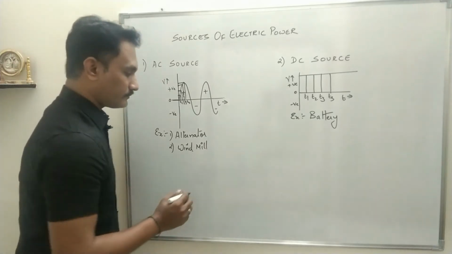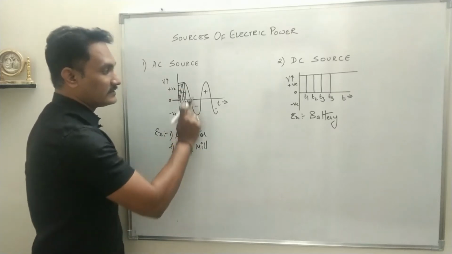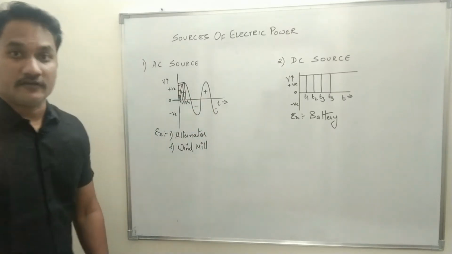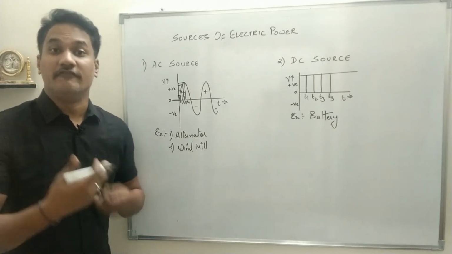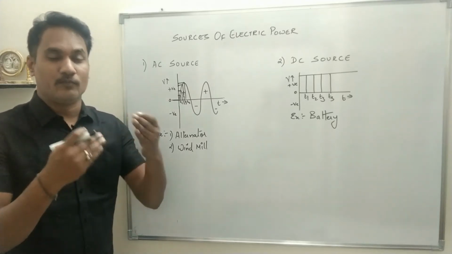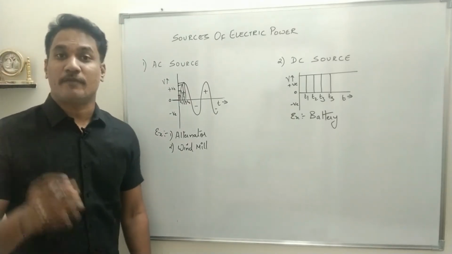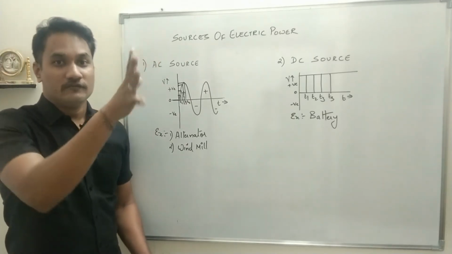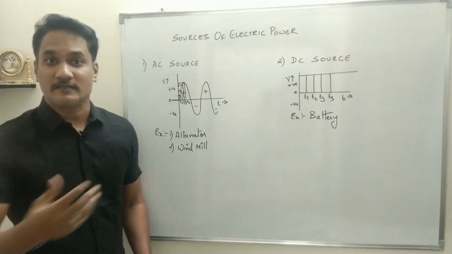So now let us try to understand first how exactly an AC, alternating cycle, waveform is formed. I will take the example of a windmill because you are more familiar with it. Windmill, in Hindi we call it पवन चक्का. The fan moves, very big fans are installed, the fan rotates and electricity is produced.